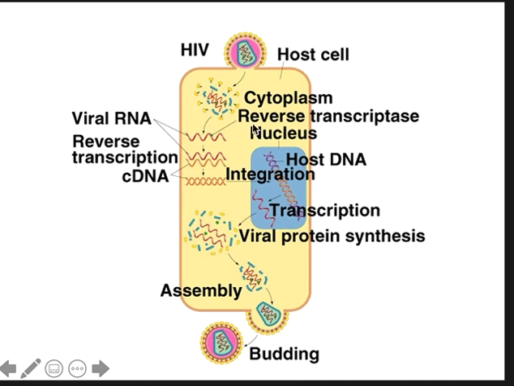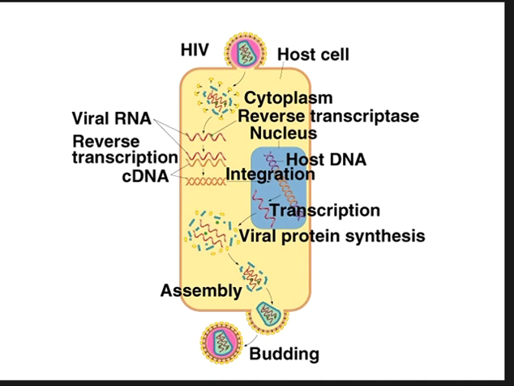Then it integrates this newly made DNA into the host DNA, and it does that with the second unique special enzyme called integrase. It's actually not written on this slide, but integration by integrase, ending with ASE for enzyme, right? So HIV has two special enzymes that allow it to go backwards and integrate into the host.